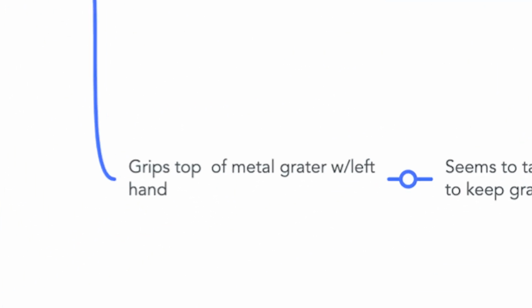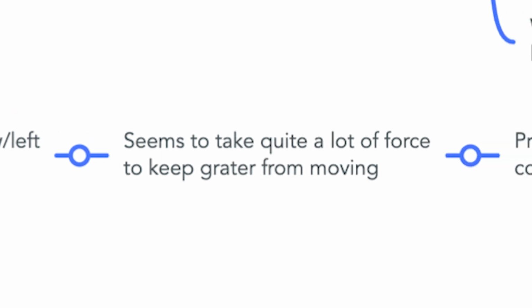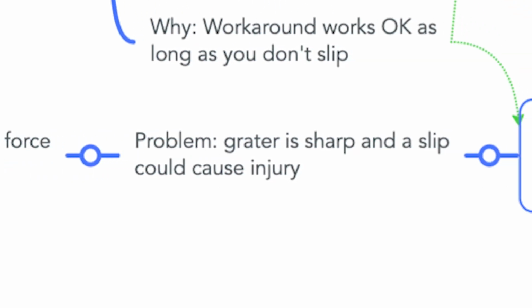And then on the bottom line, we saw Mum grip the top of the grater with her left hand, and it seemed to take quite a lot of force to keep the grater from moving around. She had a pretty sturdy grip on it there, and that would get quite tiring after a while. And the problem that's going on there is the grater is sharp, and she doesn't want it to move or slip, because as she's rubbing her hand up and down with the carrot, that could cause an injury to her fingers.